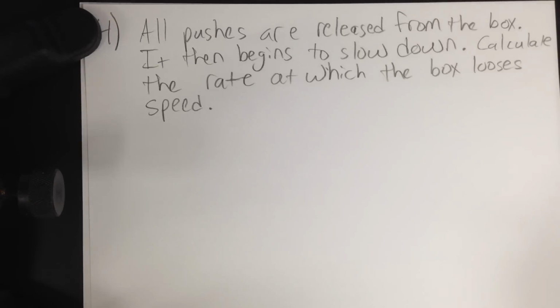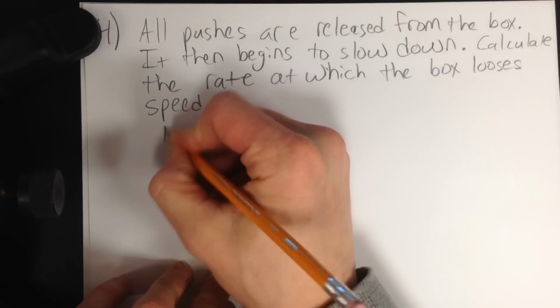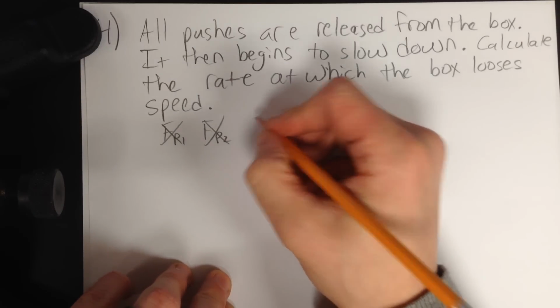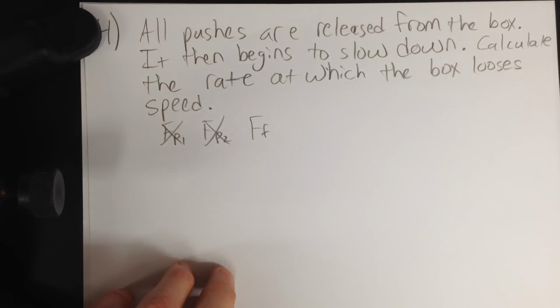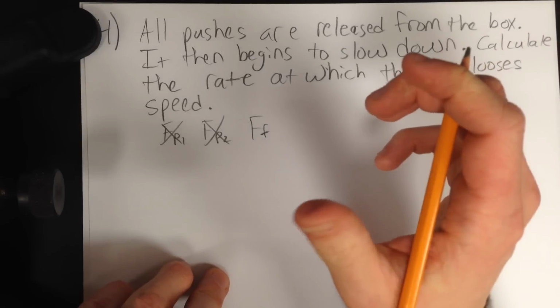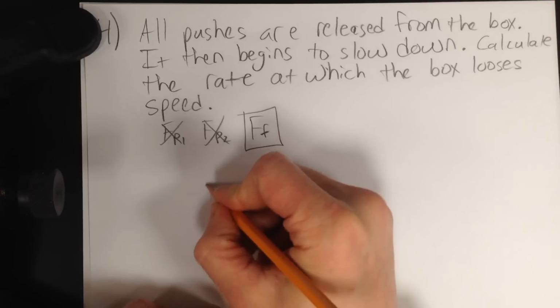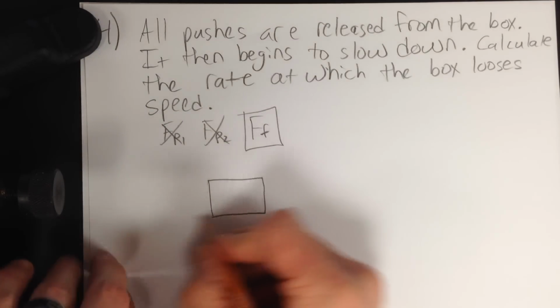Okay, last one. All pushes are released from the box. So we had FP1, bye-bye. We had FP2, no longer there. Does friction exist if all pushes are released from the box? Yeah, friction still exists. If the box is still moving along the carpeted surface, as long as it's still sliding, there's friction. It's like that person we mentioned on the slip and slide, or a runner sliding into second base. If they're moving along the ground, there's still a friction force. But nobody's pushing them anymore. Nobody's pushing this box.